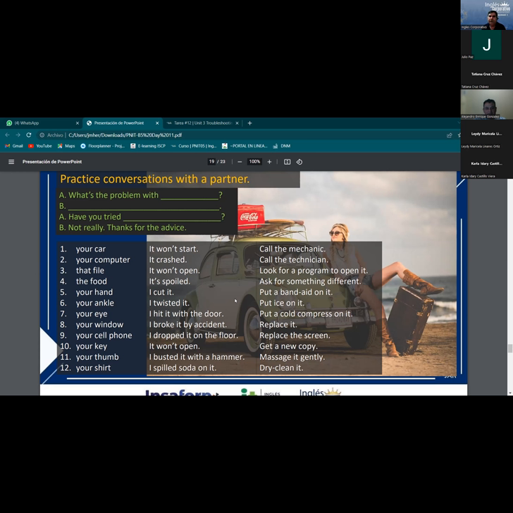Right. Okay. Tatiana se desconectó. Creo que empezó a llover. ¿Y dónde se quedó? Vamos en la 11.